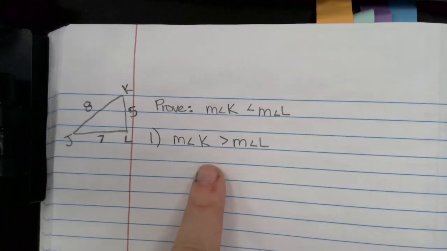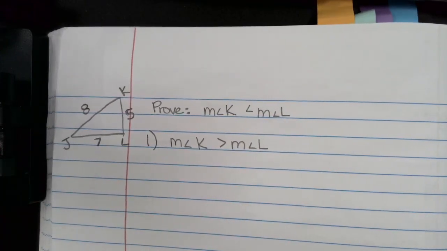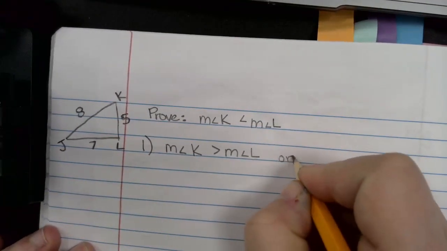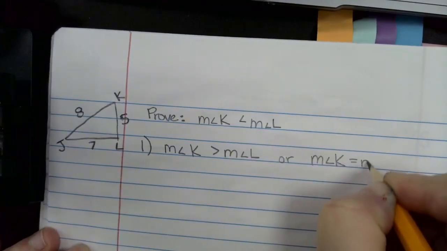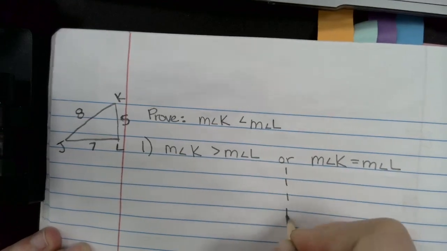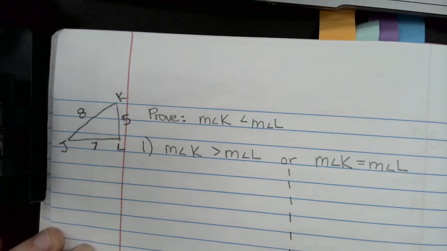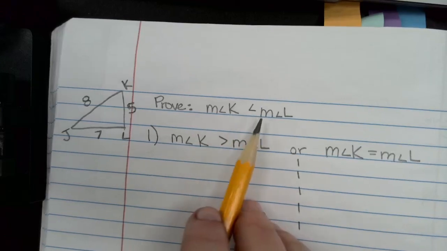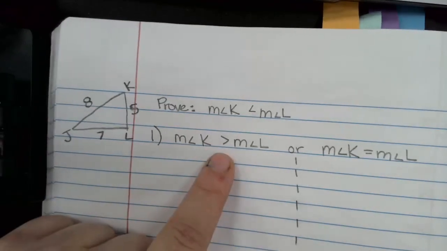All right, and then other than greater than, two numbers could be less than, greater than, or what's our last option? Equal to. And I'm going to kind of draw this line down because we have two cases. There's two things that could happen. Rather than measure of angle K being less than measure of angle L, we could have greater than or equal to.